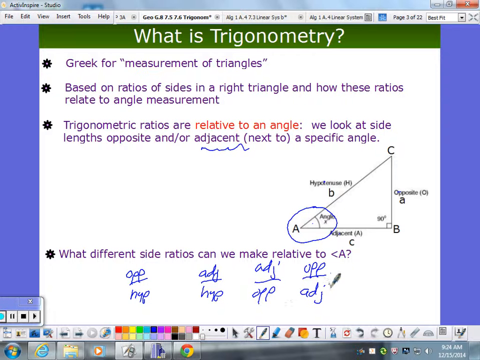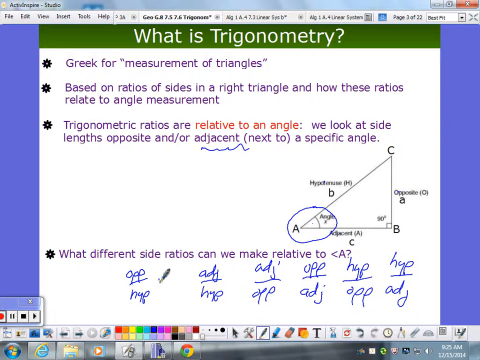What else? There's two more. Opposite over hypotenuse. I got that one. But what's another way? Hypotenuse over opposite. Awesome. And then what's the last one then? So there's really six different ratios we can come up with.